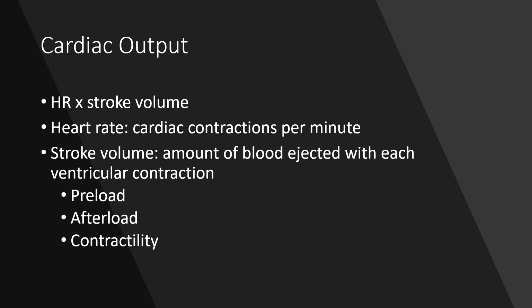So cardiac output, that's heart rate times stroke volume. And then heart rate, cardiac contractions per minute, stroke volume, the amount of blood ejected with each ventricular contraction. These terms are good to know too. So what is preload? The amount of blood in the ventricles at the end of diastole. We have afterload, the resistance to the flow the ventricle must overcome to open the valves to eject its content. And then if we have increased afterload, then we're going to have increased workload of the heart. And then contractility, the force of mechanical contraction.